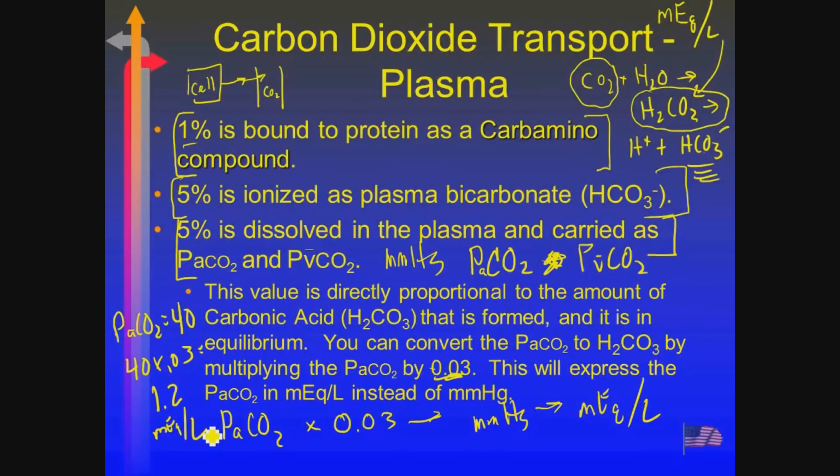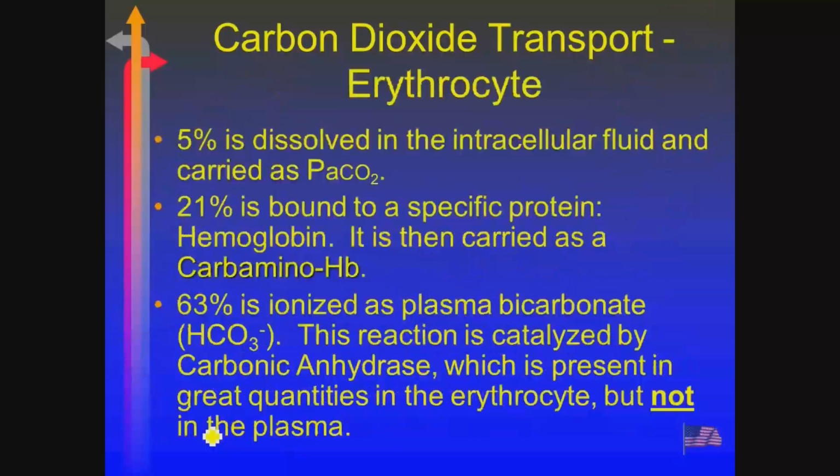So, right? 3 ways it's carried in the plasma. Attached to proteins, as bicarbonate, dissolved. There are 3 other ways that it's carried also inside the erythrocyte. The good news is it's the exact same way. Dissolved, attached to a protein, as bicarbonate. And this kind of just makes logical sense.